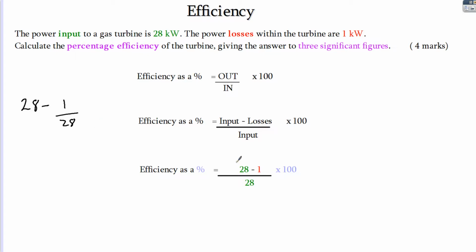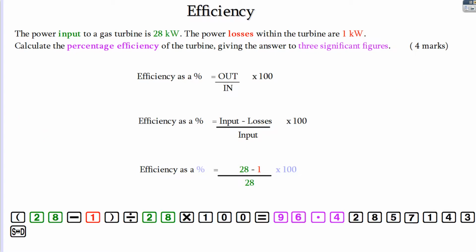So you have to put your numerator in a bracket to stop this from happening. Then it'll put everything over 28, which is what we want. So make sure you put this in a bracket. And the keystrokes on your calculator will be open bracket 28 minus 1, which is the input, take away the losses. So from there to there is your output.